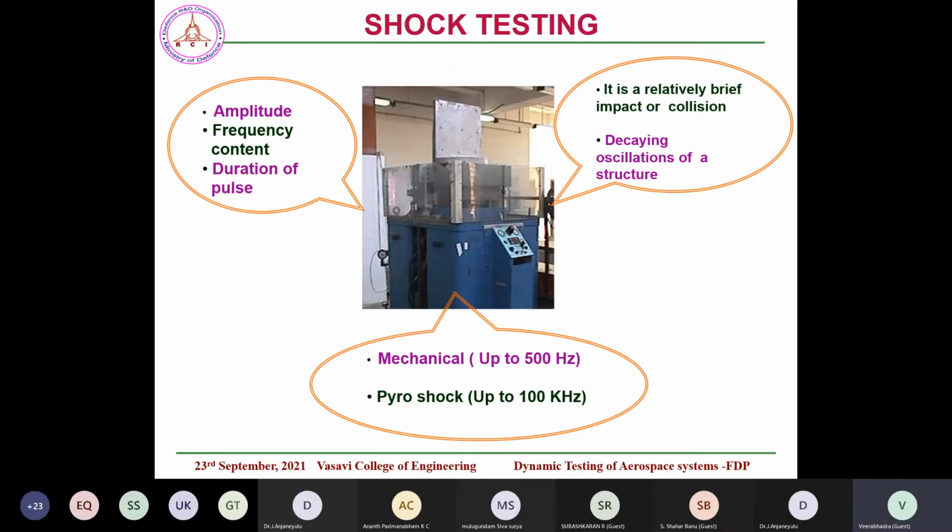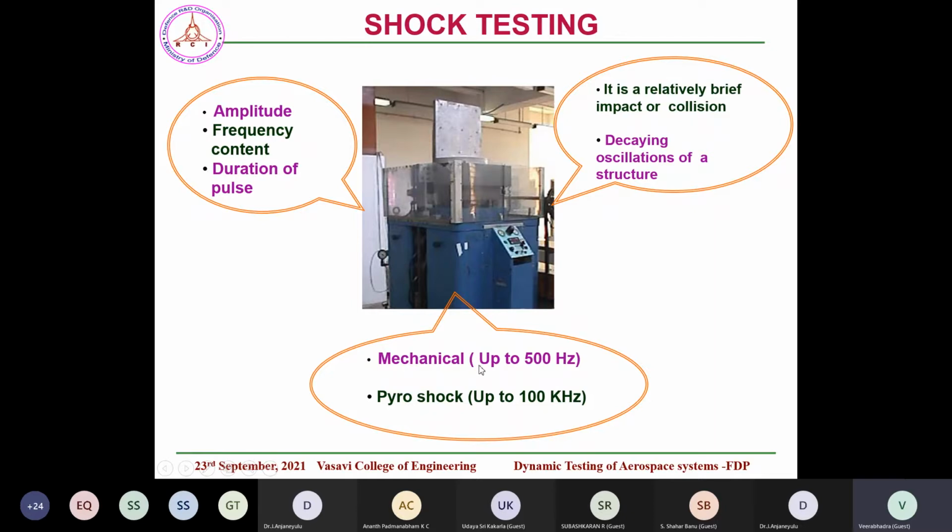Now, apart from vibration, I was also telling about shock and bump. There is very little difference between shock and bump. Bump is a continuous shock. Shock is a relatively transient event of high magnitude and low duration. A typical pulse of shock is in milliseconds and microseconds, and below that only. A typical frequency range for a mechanical shock is up to 500 hertz.